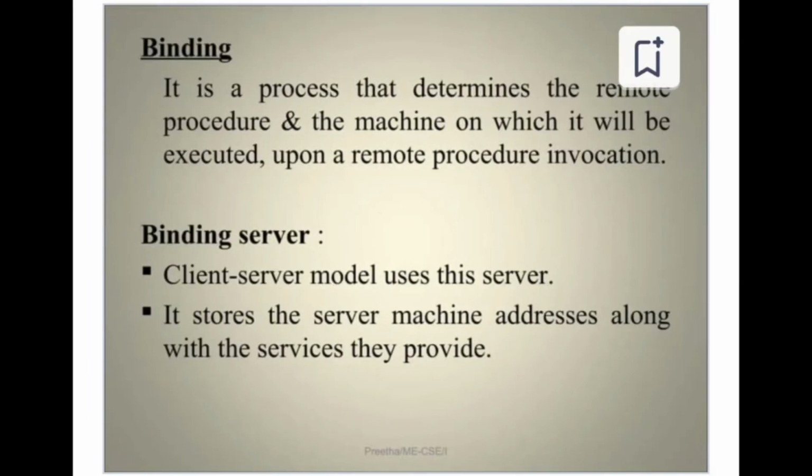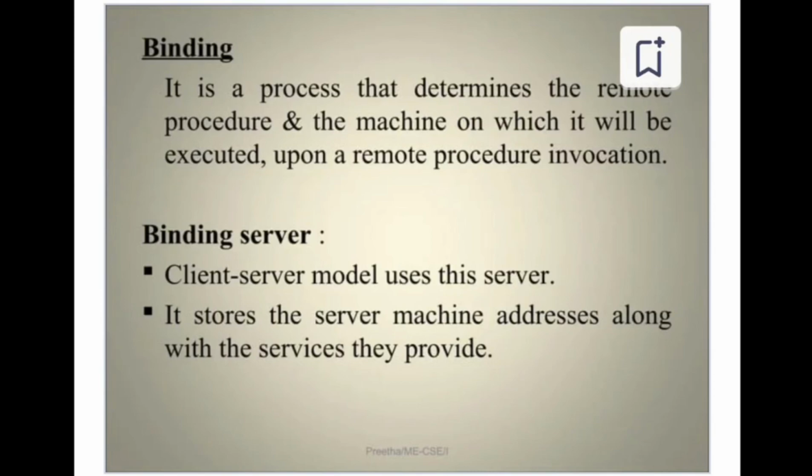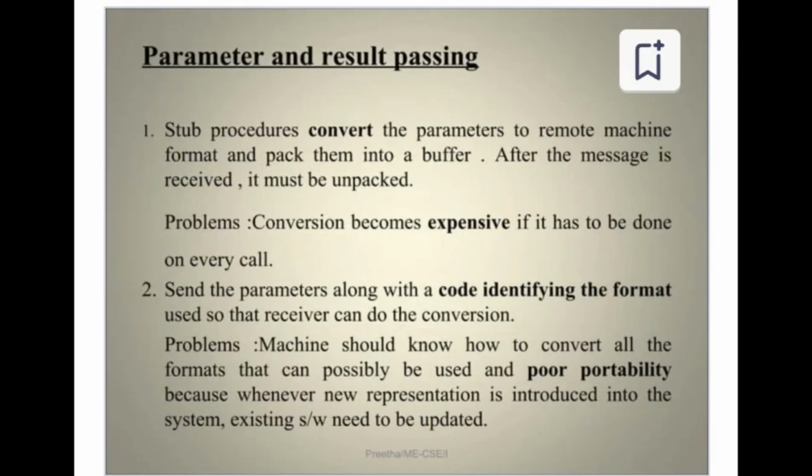Binding: it is a process that determines the remote procedure and the machine on which it will be executed upon a remote procedure invocation. Binding server: the client-server model uses this server. It stores the server machine address along with the services they provide. Parameter and result passing: the stub procedure converts the parameters to the remote machine format and packs them into a buffer. After the message is received, it must be unpacked.